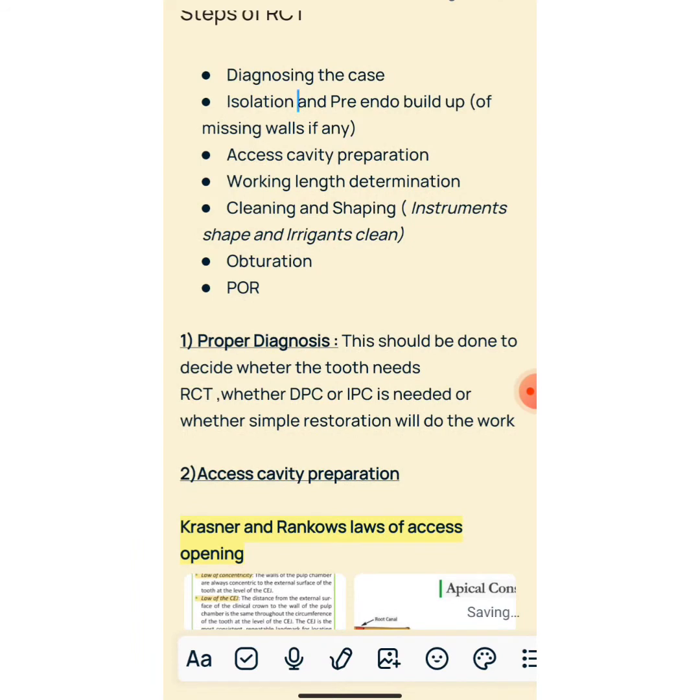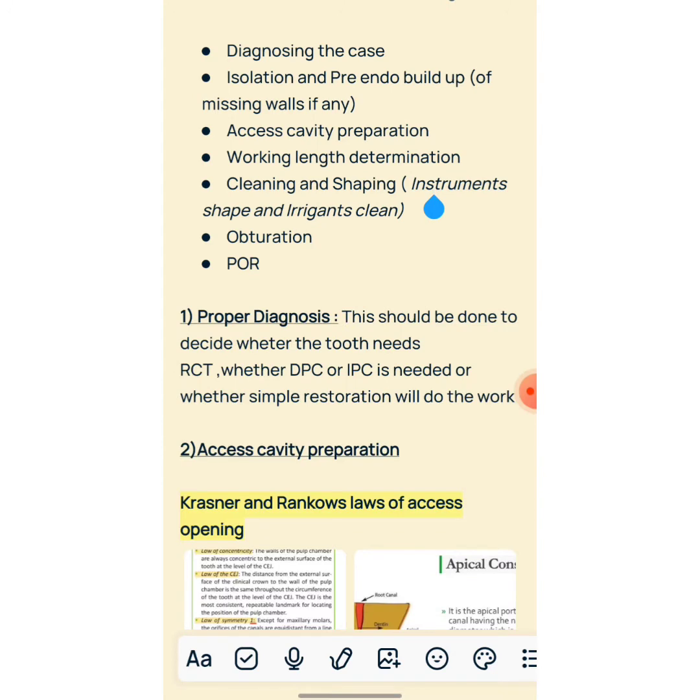After working length determination comes the cleaning and shaping. This is the very important step. See, we know in access cavity preparation we have to locate all the canals. If we miss the canal, we won't clean it, then the RCT will eventually fail. Now, what if we have already located the canals but we fail to clean them properly? Then also RCT will fail. So cleaning and shaping is very important in the RCT.